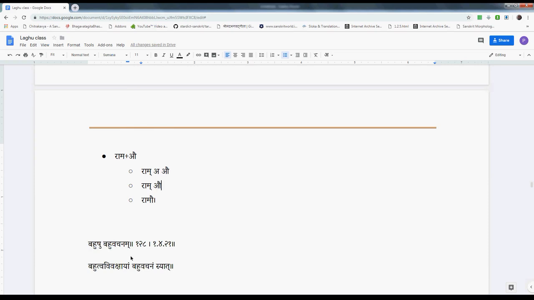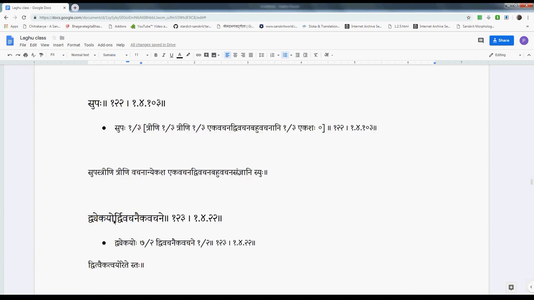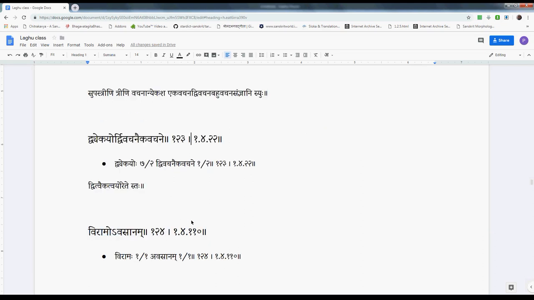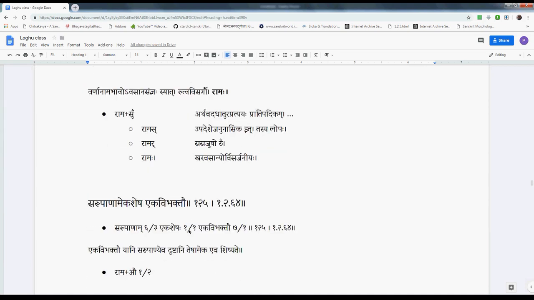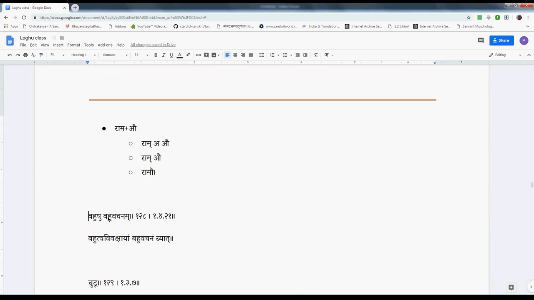Jas, what will happen? How do you get Jas? These you got by Dvekayor Dvivachanaikavachane. What sutra did we see yesterday? Dvekayor Dvivachanaikavachane. This sutra helped us get, not only in the first case but in all Vibhaktis, the singular and dual, Ekavachana and Dvivachana. What about the others? What about the plural? All the seven plurals, how do you get seven plural plus one Sambodhana plural? By another sutra. So he brings in another sutra here to add the Bahuvachana Pratyaya. How do you add the Bahuvachana Pratyaya? By the sutra Bahushu Bahuvachanam.